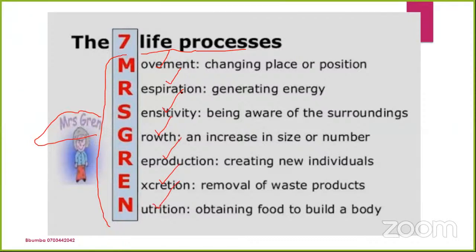Okay, and the movement bit of it is going to enable organisms to change place as they are looking for food or shelter or mates, and also to change position. For example, plants may want to trap enough sunlight, and the sunlight may be in a given direction, so they will need to move some of their body parts. Also, respiration is going to enable organisms to generate energy, which they need to survive. And then sensitivity is going to make them aware of their environment or the surrounding, so that they are not damaged or they are not attacked by danger.